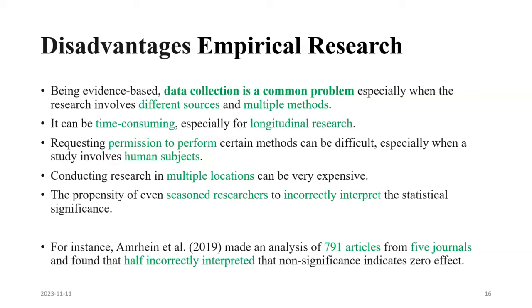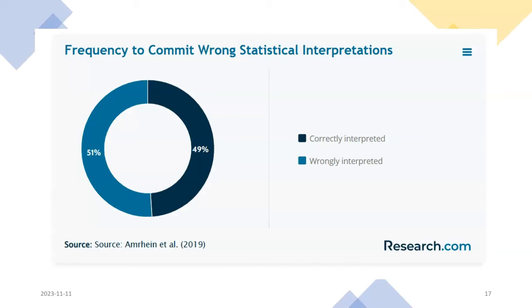And for that you need seasoned researchers, so that the statistical interpretation is sound and not incorrect. For example, in 2019, Amrhein found that 791 articles from 5 different journals interpreted their results incorrectly statistically. So regarding the frequency of committing wrong statistical interpretations, as you can see here, correct interpretation is 49% and wrong interpretation is 51%.